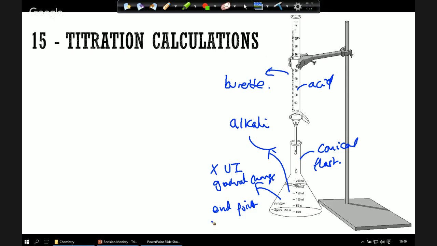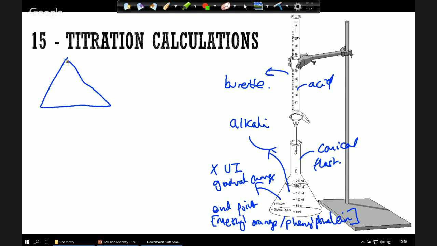So the indicators that they use tend to be things like methyl orange or something called phenolphthalein. Okay, so these two indicators are more likely to be used in a titration than a universal indicator. Now, there's an equation we need to remember for a titration, and that is this one here, which is the number of moles divided by concentration multiplied by volume.